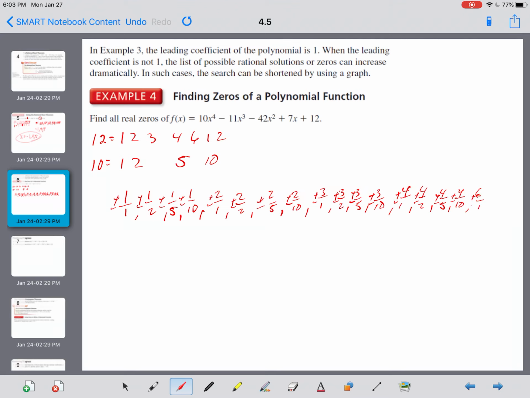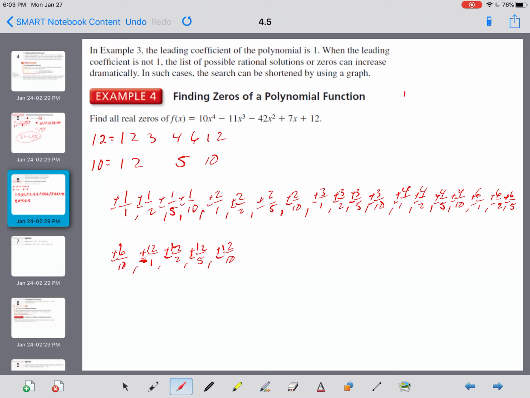and 6 divided by 1, 6 divided by 2, 6 divided by 5, and 6 divided by 10, and 12 divided by 1, that's just negative, and 12 divided by 2, 12 divided by 5, and 12 divided by 10. These are all your possible combinations when you do that rational root theorem. Thus, the reason that we're using the graphing calculator.